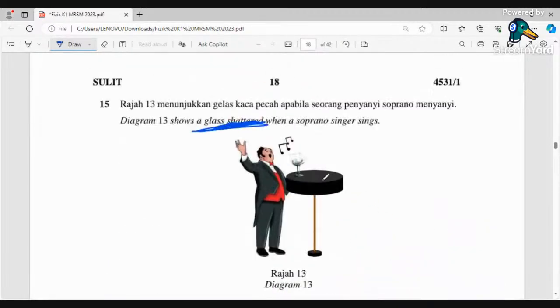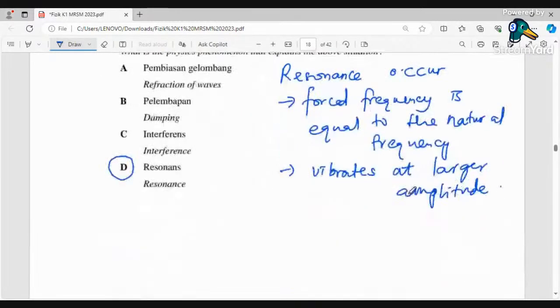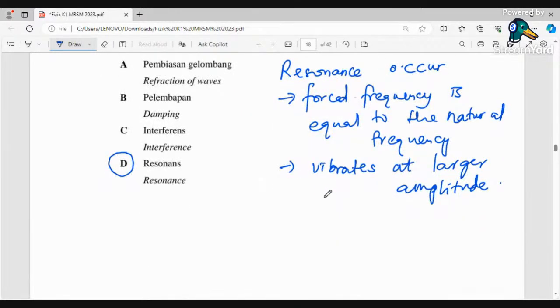Means the glass here shattered because it received the sound wave. Okay, we call it the force frequency equals to its natural frequency. Okay, so what happens? The molecule of the glass vibrate at maximum amplitude until it able to release itself, thus the glass break. Okay, so ini adalah konsep resonance.